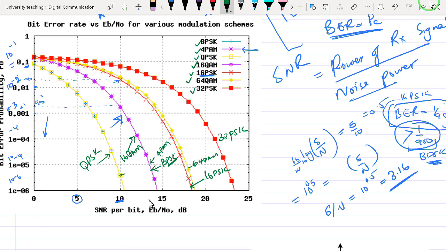Therefore, there is one question that we can ask ourselves: if 16 QAM has almost the same bit error rate or probability as 16 PSK, why would we want to use such a lower modulation scheme, which can carry only 4 bits per symbol, whereas 64 QAM has higher bandwidth efficiency because it can carry, I think, 6 bits per symbol?